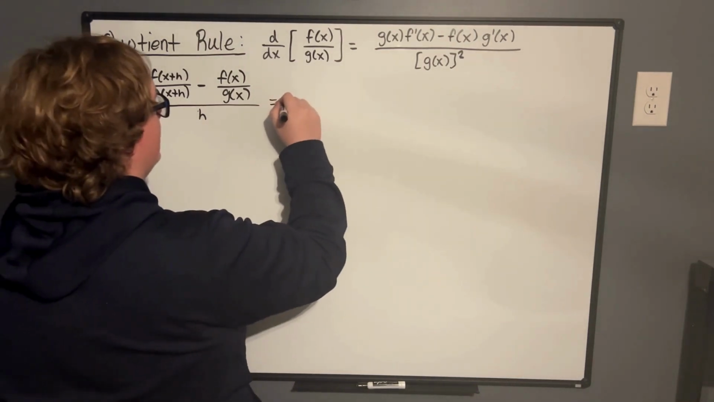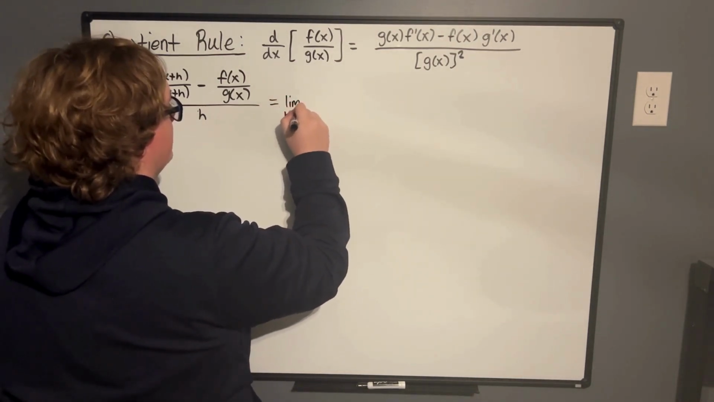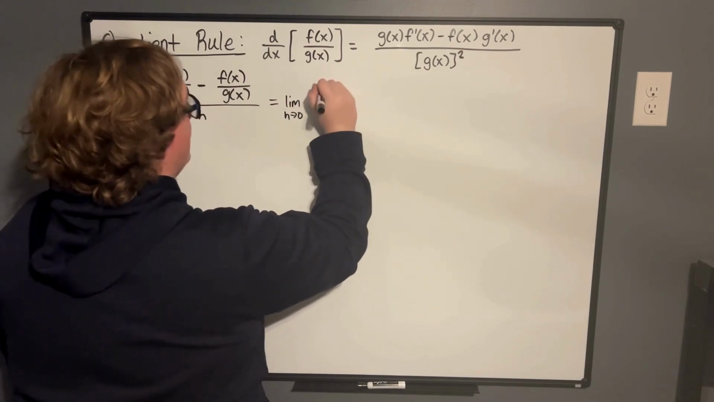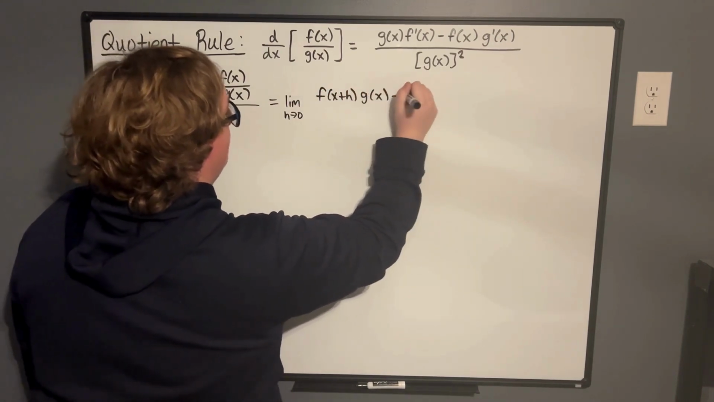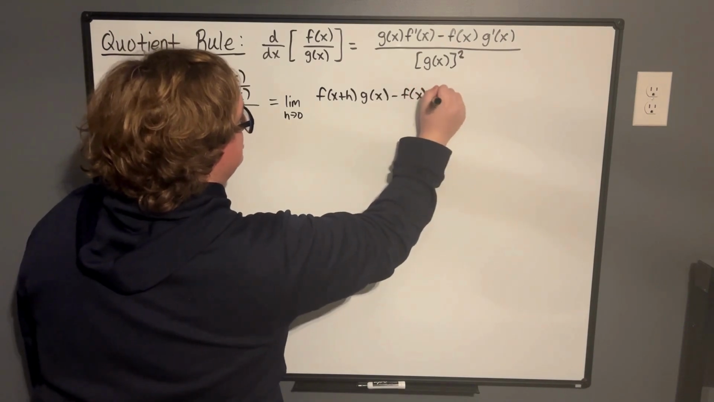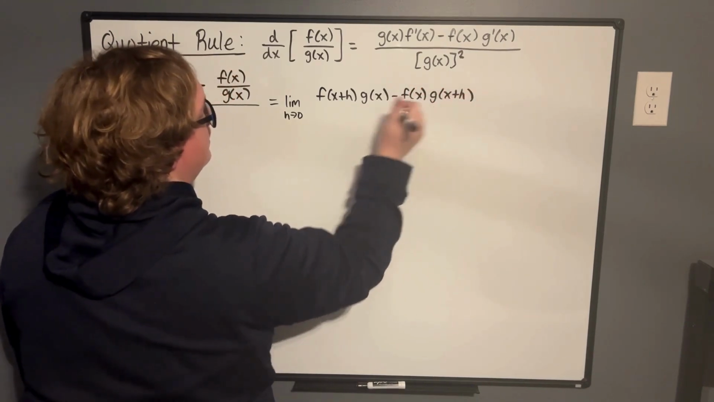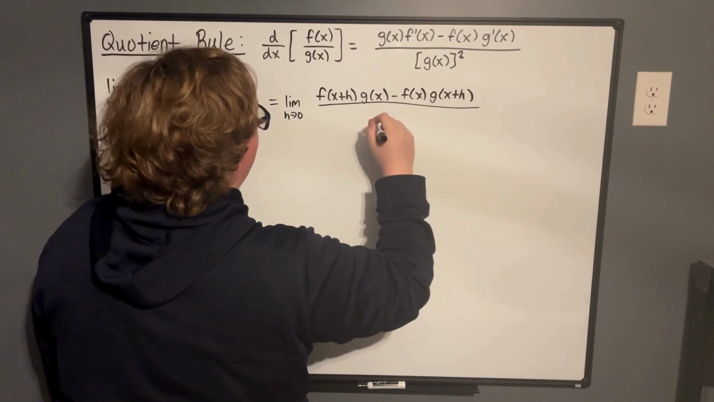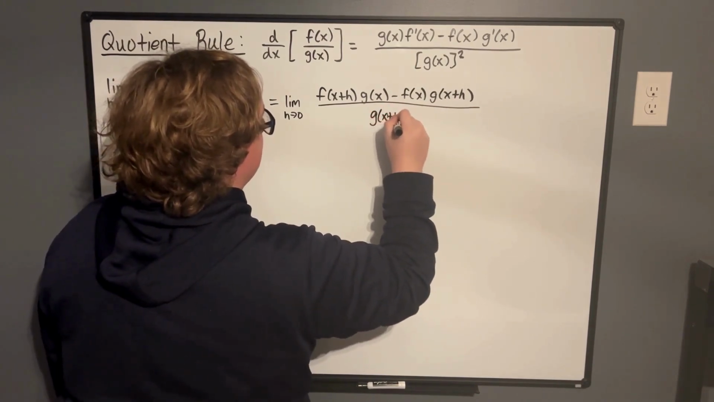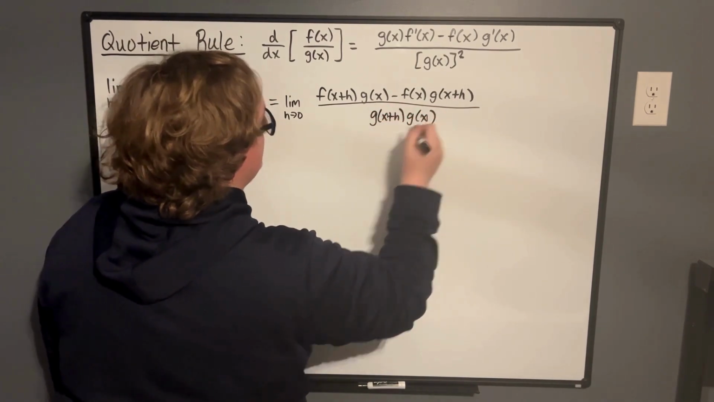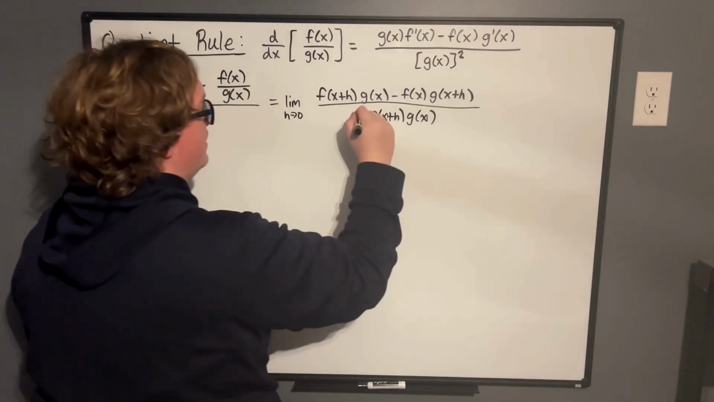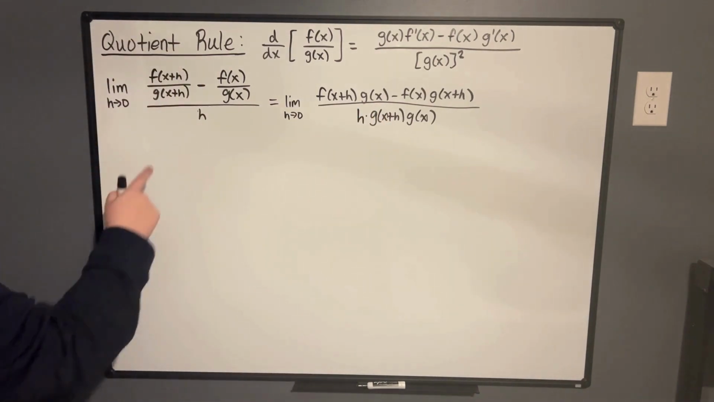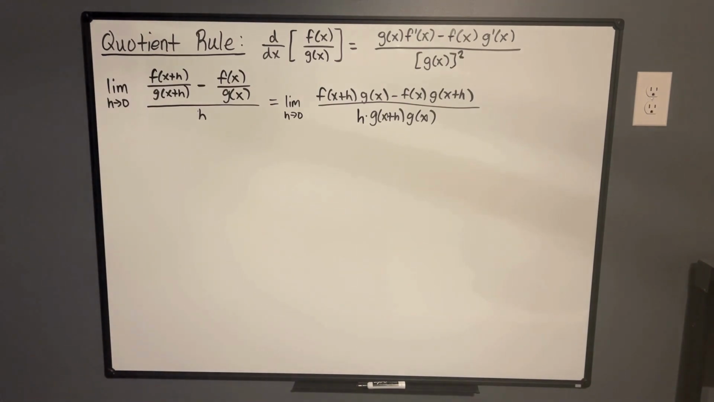So this is the same thing as the limit as h goes to 0 of f of x plus h, g of x, minus f of x, g of x plus h, all over, so our common denominator was g of x plus h, g of x, but we also are dividing by an h. So it's perfectly legal to put an h right here because dividing by h is the same as multiplying by 1 over h.